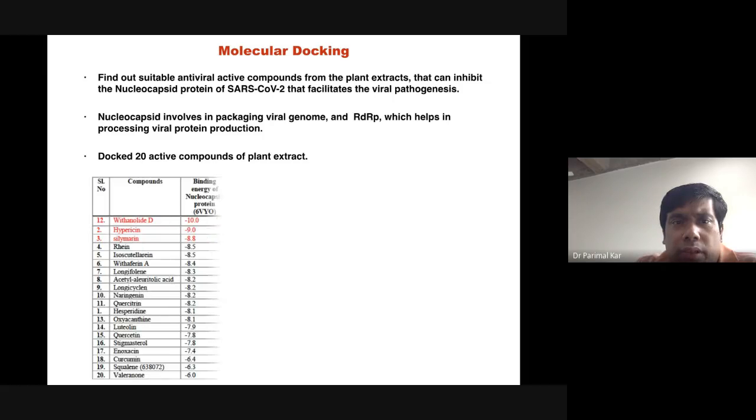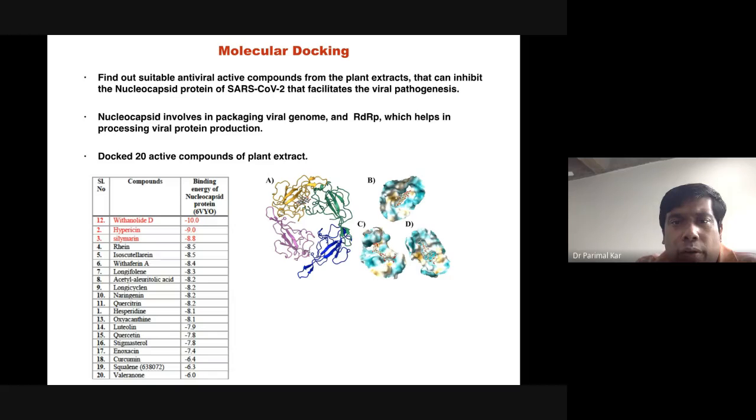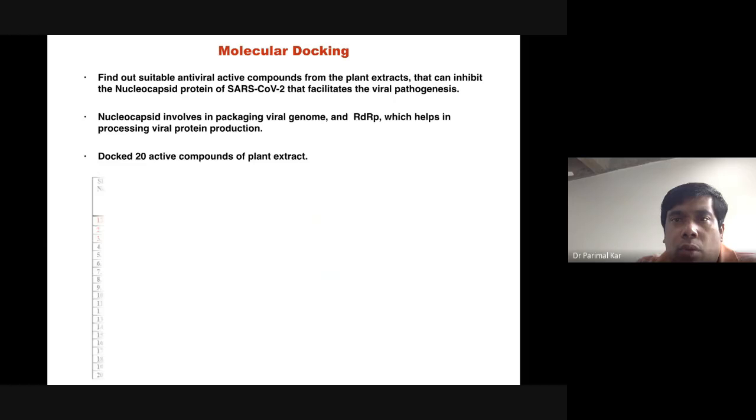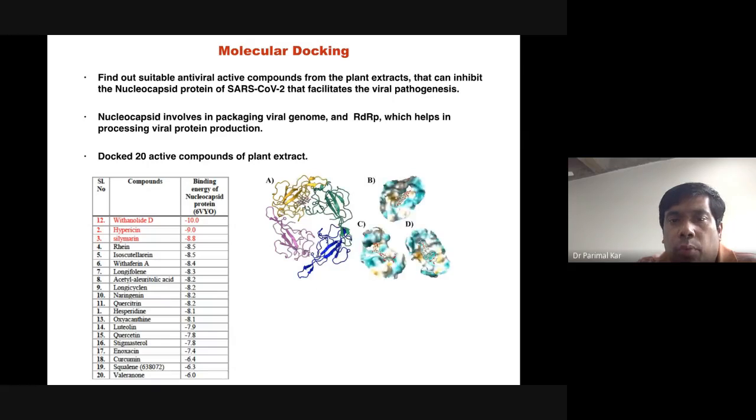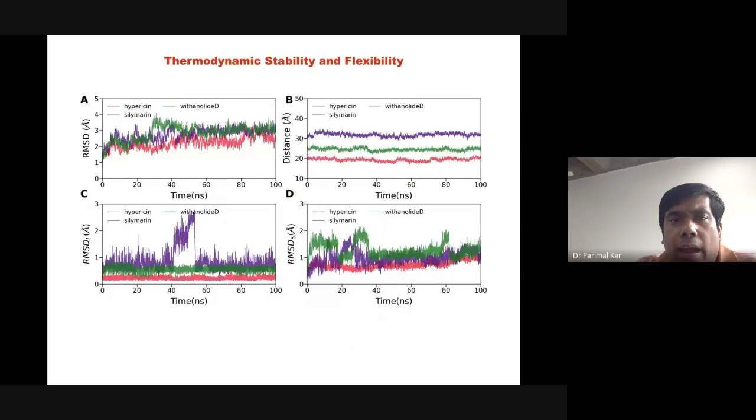This is the nucleic acid protein. We also did some study on it. Same thing. For this one, we docked 20 active compounds of plant extract. These 20 compounds were chosen based on their antiviral activity. We want to see whether they bind to this protein or not. Here we find that, again, as I said, the docking is not always correct. You can see that for silimarin, it is actually coming out.